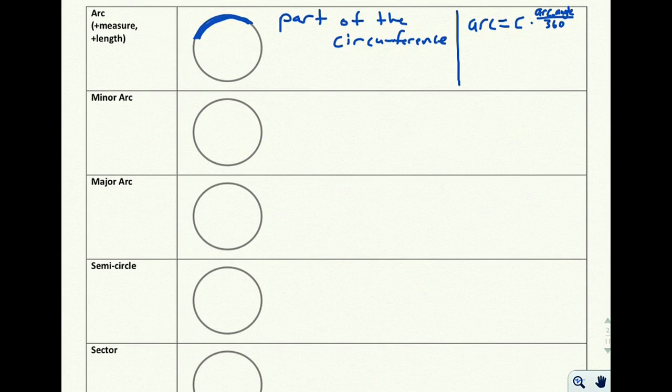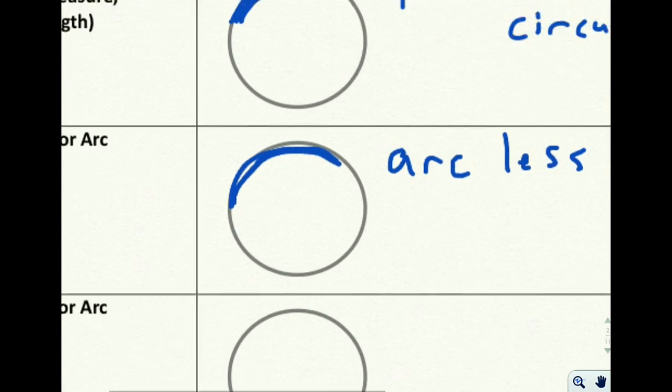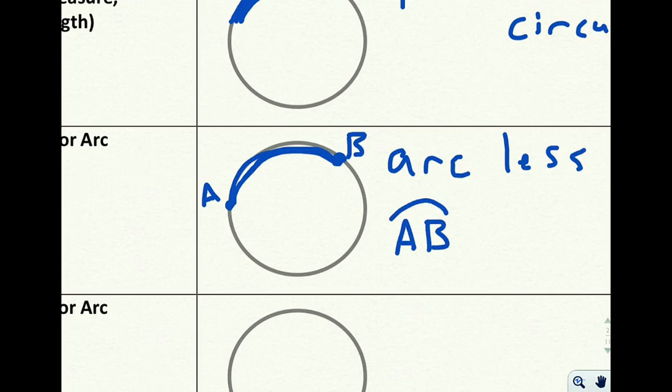Getting more specific, a minor arc is an arc less than 180 degrees. And whenever you have an arc less than 180 degrees, you can give it a two-letter name. So let's say the endpoints of this arc are A, B. So we often have little points on the circle on the edge. So we know that the endpoints of this arc are A and B. So we would call this arc AB. And you put a little arc symbol over it, kind of like you would with a line segment. Since it's a curved line, you put a curved line above it.